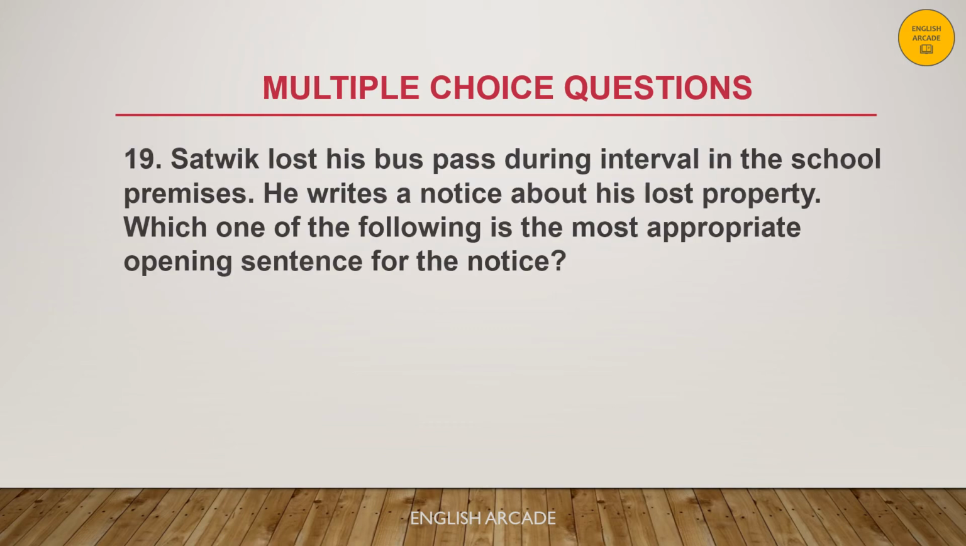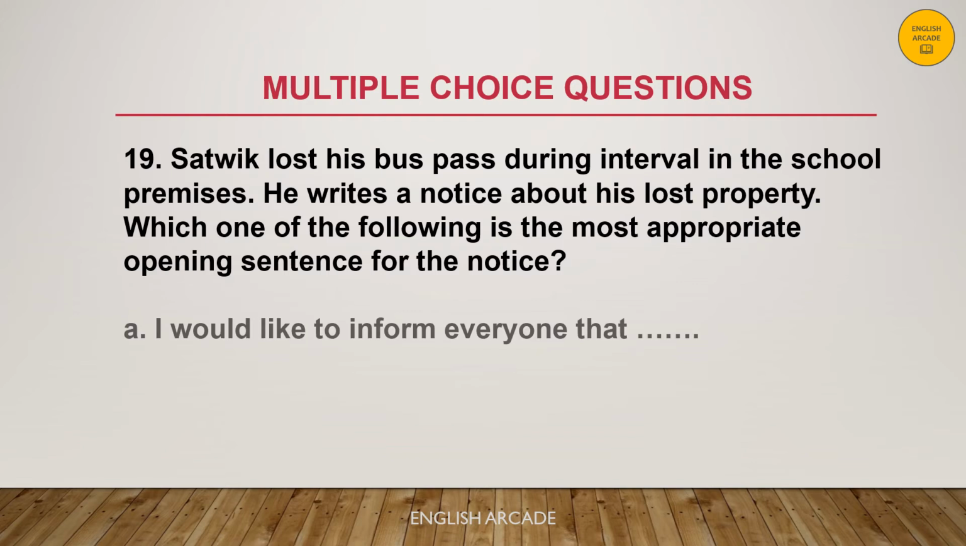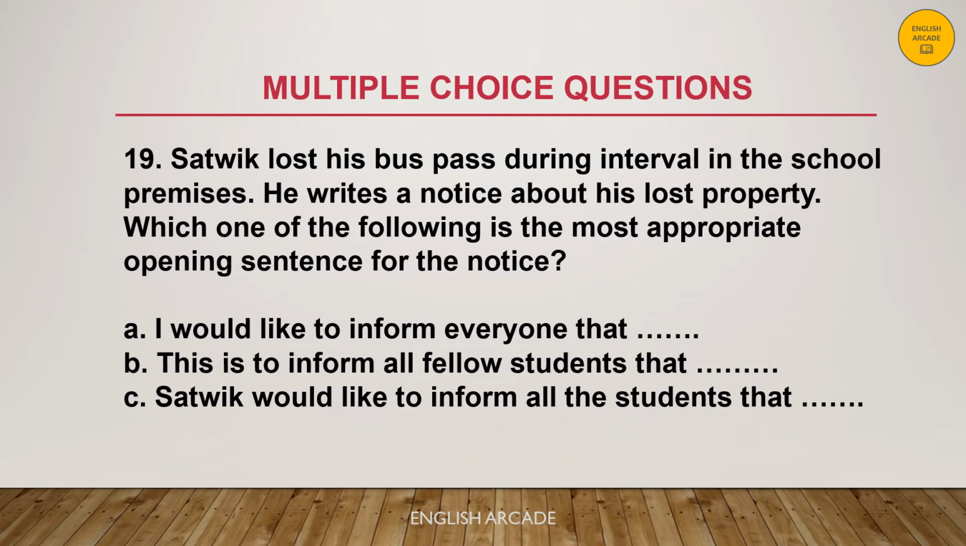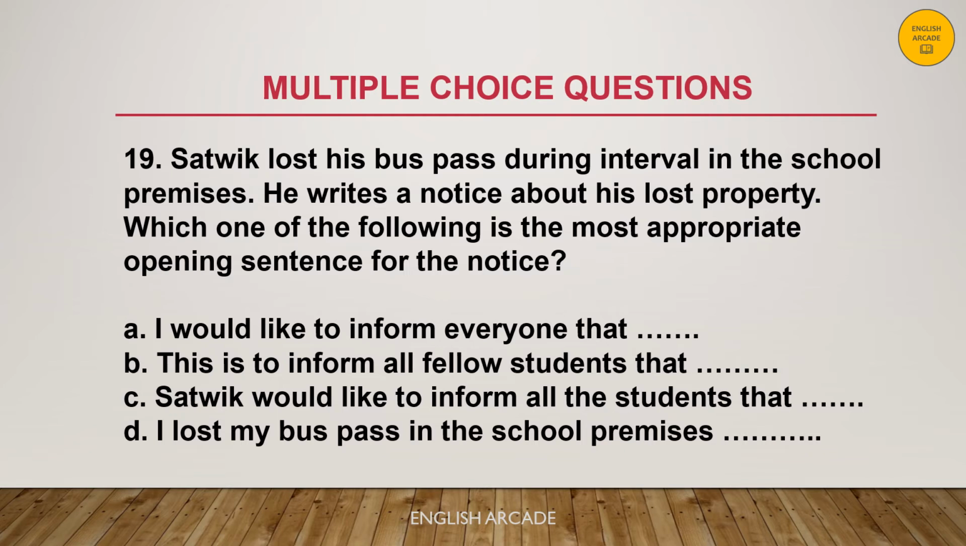Question 19. Satvik lost his bus pass during the break in the school premises. He writes a notice about his lost property. Which one of the following is the most appropriate opening sentence for the notice? A. I would like to inform everyone that. B. This is to inform all fellow students that. C. Satvik would like to inform all the students that. And D. I lost my bus pass in the school premises.